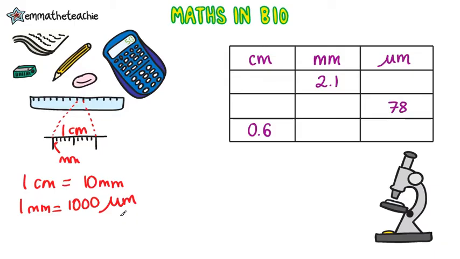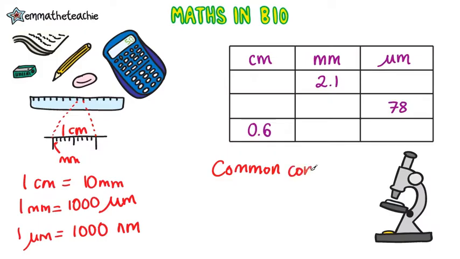Okay, but it gets smaller than that. We've also got something called a nanometer, or nm. And how many do you think are in 1 micrometer? Well, it's actually the same. There are 1,000 nanometers in 1 micrometer. Okay, so those are generally used for really, really tiny things like nanoparticles or things the size of a virus. So let's look at some common conversions. You're going to get microscopy questions, and often you'll be changing between image sizes and actual size of cells.